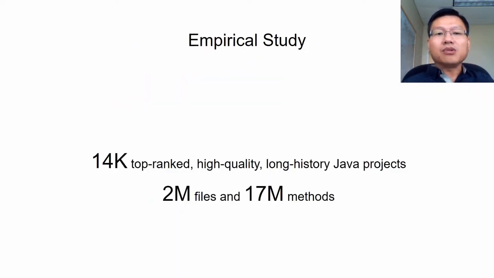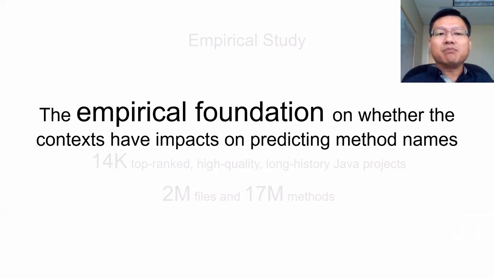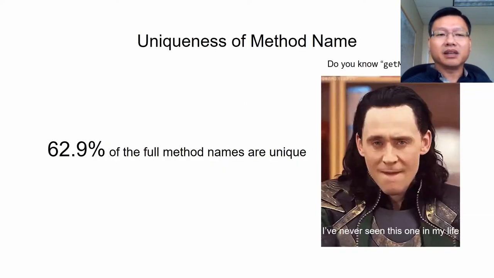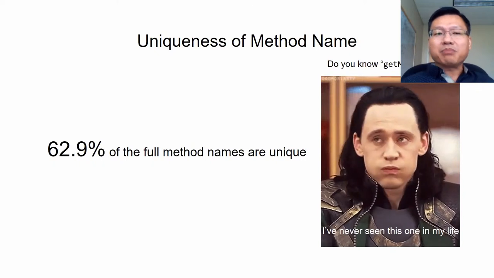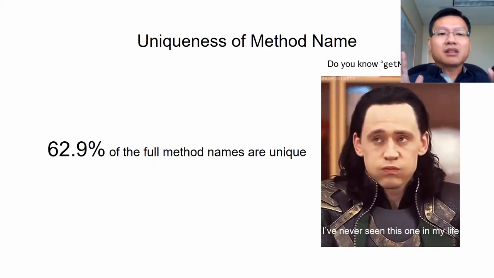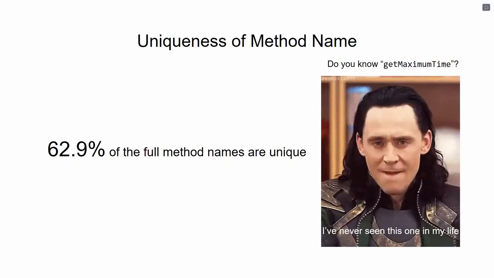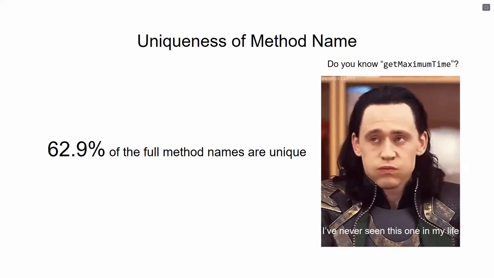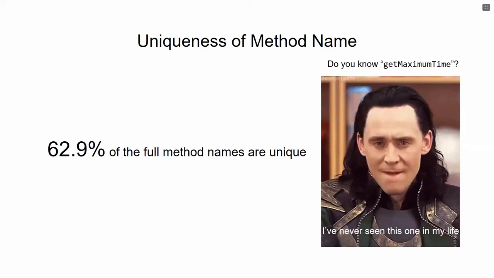To provide further empirical foundation on whether the context can be helpful in predicting the method name, we conducted an empirical study on the large-scale data set provided by previous researchers, with almost 17 million methods. The details are in the paper, but I want to summarize the key results here. First, the method name is actually quite unique: 62.9% of the full method names are unique.